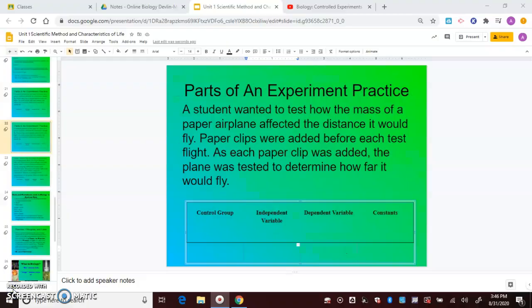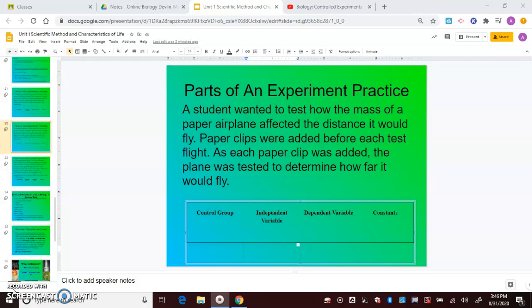Here's another example of identifying parts of a controlled experiment. A student wanted to test how the mass of a paper airplane affected the distance it would fly. Paper clips were added before each test flight. As each paper clip was added, the plane was tested to determine how far it would fly.